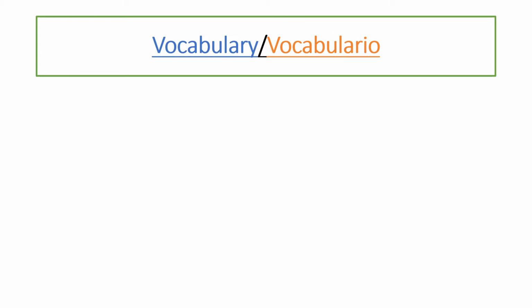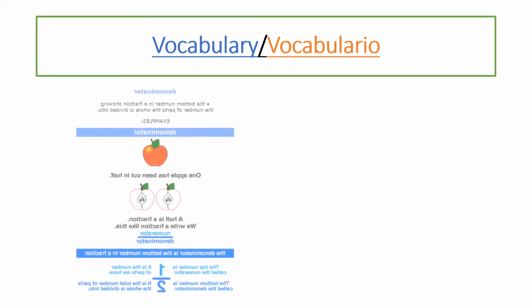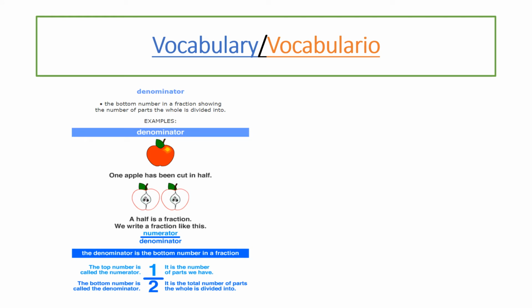Here's our next key vocabulary word for our lesson in this series. Denominator. In this case, the denominator, I'm going to highlight it in yellow. It's the bottom number in a fraction showing the parts of the whole. For an example, it says 1 apple has been cut in half. A half is a fraction. So let's see, the denominator is at the bottom. And that lets me know that there are 2 parts here. So that means in the whole, I have 2 parts.